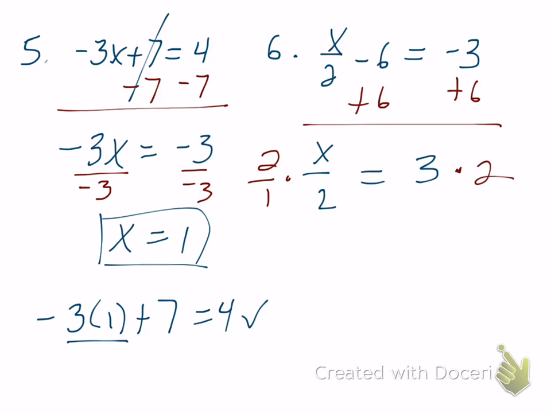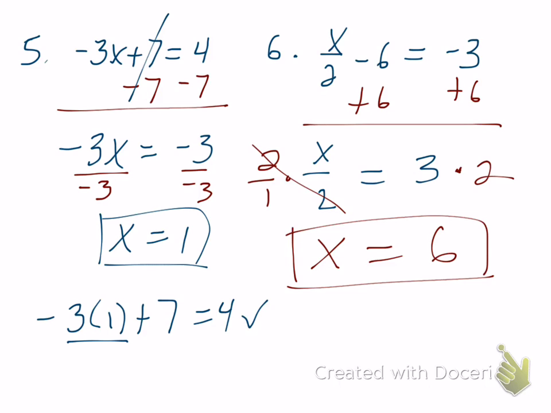We get 2x over 2, or you just cancel the 2's there, you're left with x. On the other side we get 6. That is your answer, and again, if you plug it in, it does check. And that is the end.